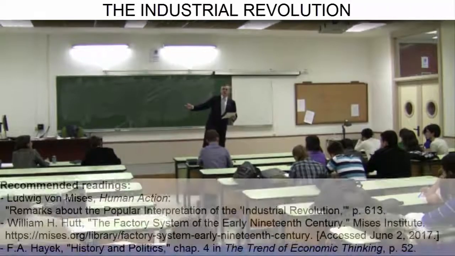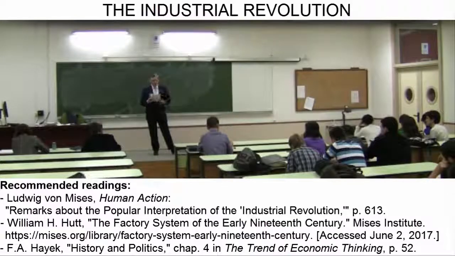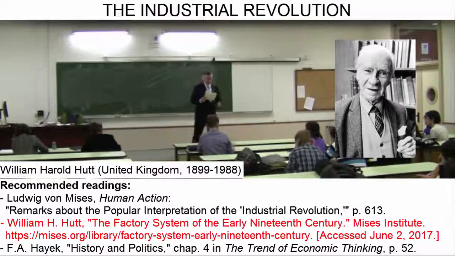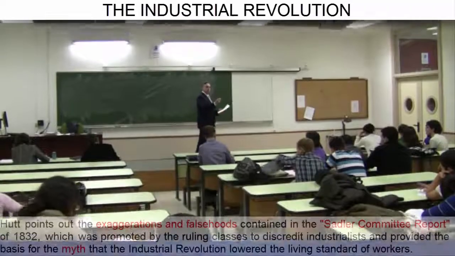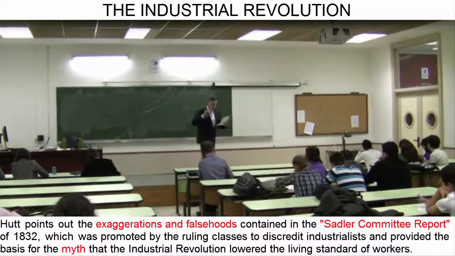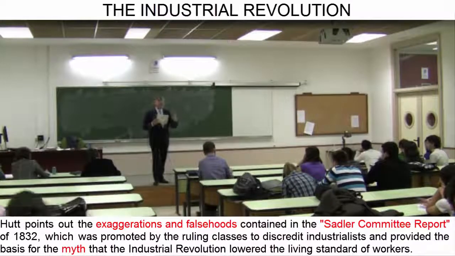I have listed 3 readings, which are the key revisionist articles on the topic, starting with William Hutt's article titled The Factory System of the Early 19th Century. As you will have noticed when you read it, Hutt systematically demonstrates, using empirical data, that the notion that the Industrial Revolution impoverished the working class is completely false.